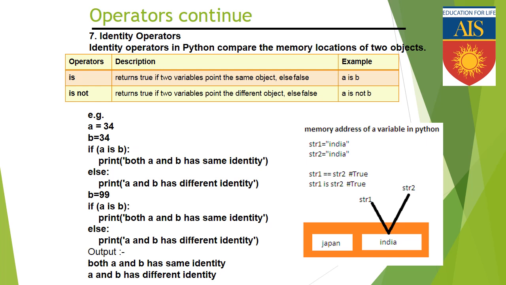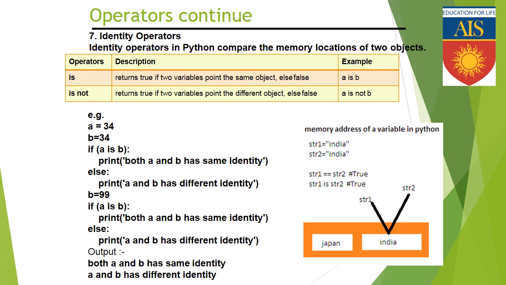If A is B, then print both A and B have the same identity. Else print A and B have different identity. That means if A is not equal to B, then it will print A and B have different identity. B is 99. If A is B, print both A and B have same identity, else print A and B have different identity. Now the output: both A and B have the same identity because A and B are assigned as 34. Next we are assigning B as 99, and that time it will print that A and B have different identity.